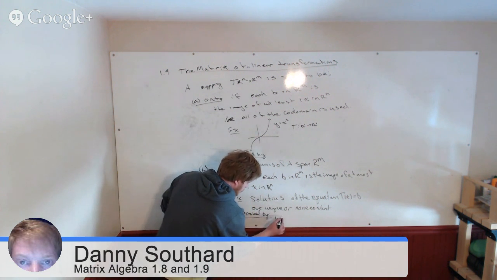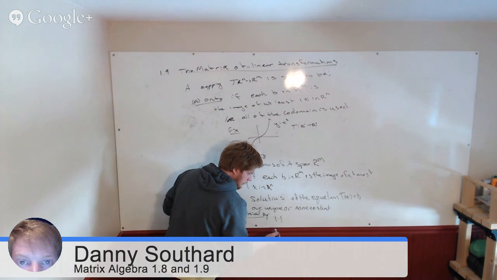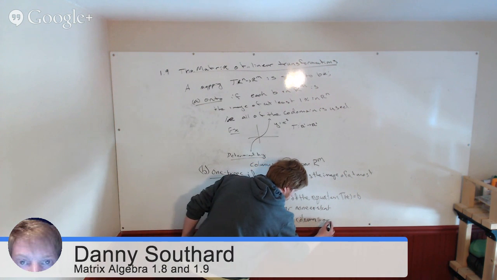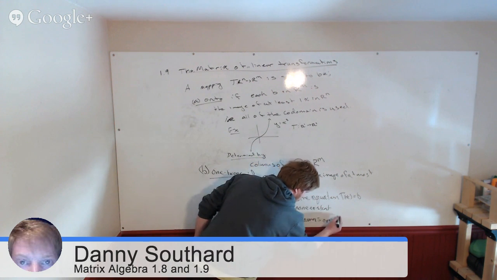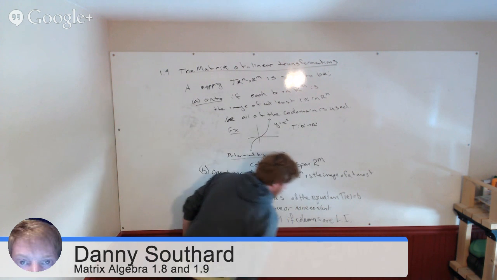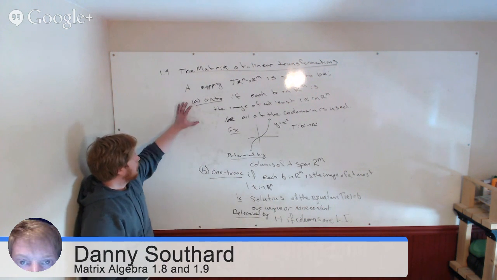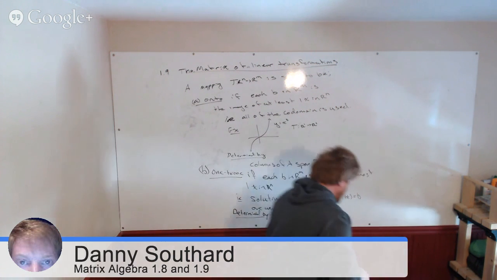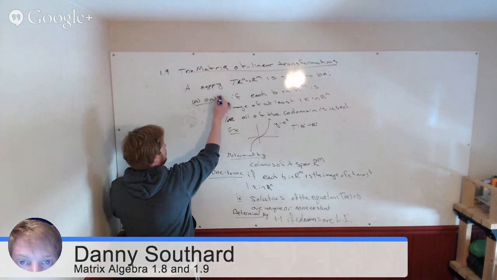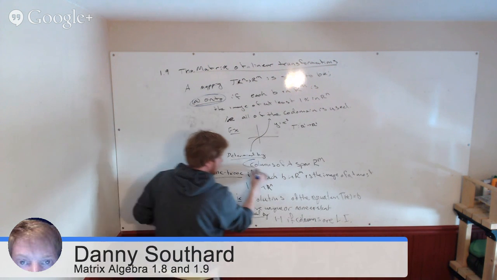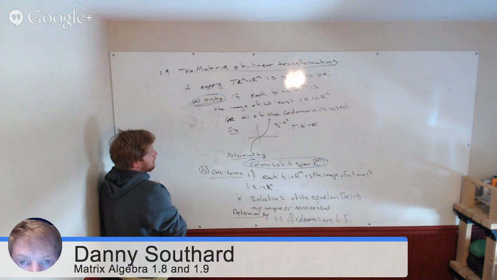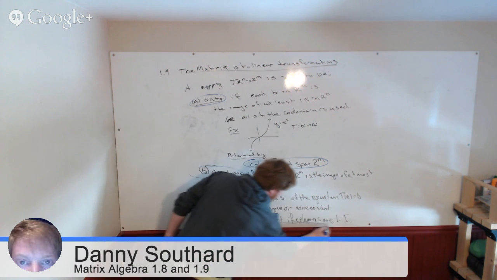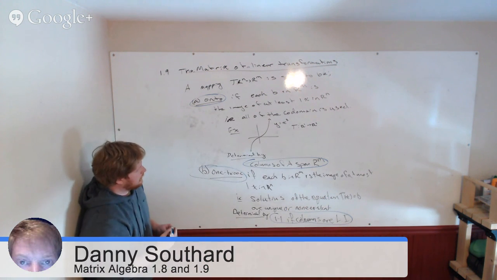Okay, determined by, let's see, one-to-one if the columns are linearly independent. So here's the key, here's what we need to know. Onto: the columns span Rm. And one-to-one: the columns are linearly independent.